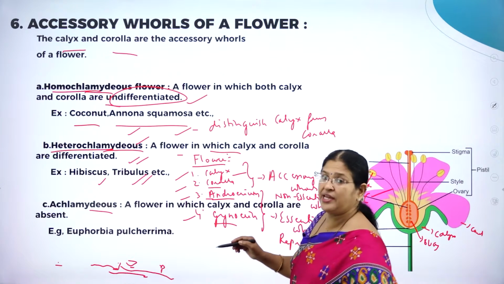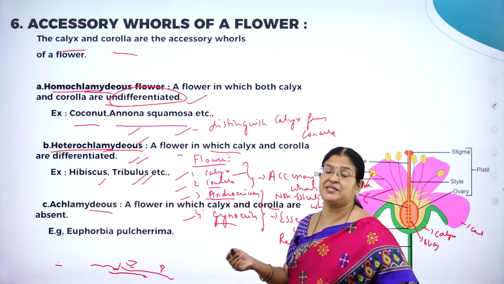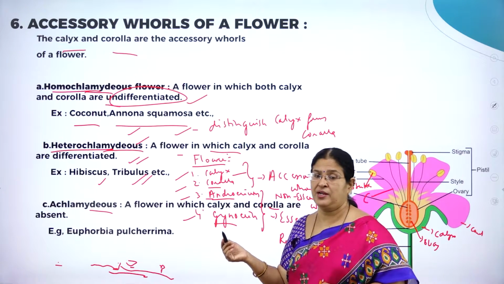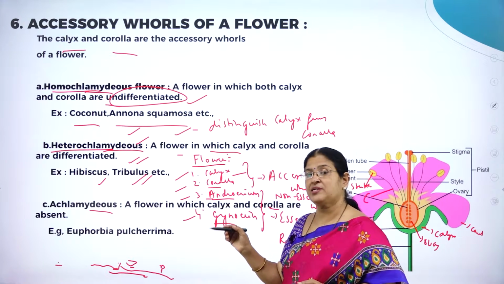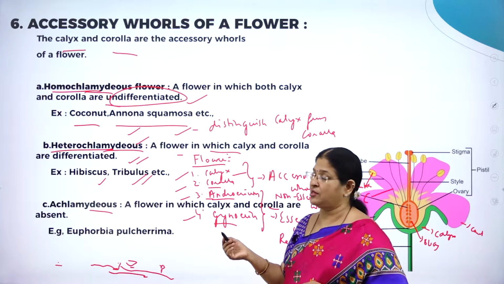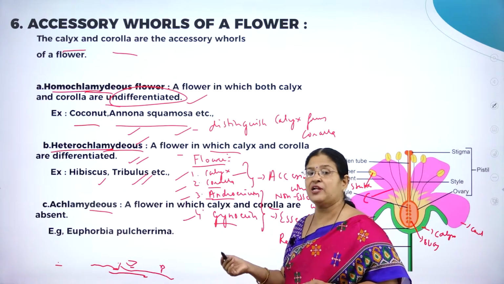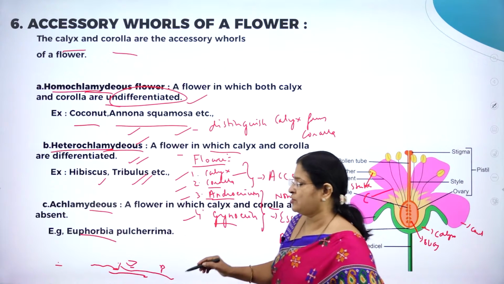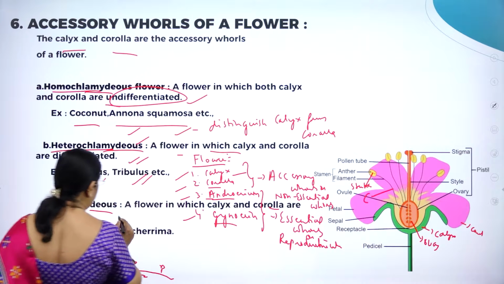Here achlamydious, in which calyx and corolla are absent. A means what? Without. Homo, not differentiable. Then heterochlamydious, you are able to differentiate the calyx and corolla. Achlamydious, first of all, calyx and corolla are absent. Example, euphorbia, and you can also come across it in Caesalpinia pulcherrima.